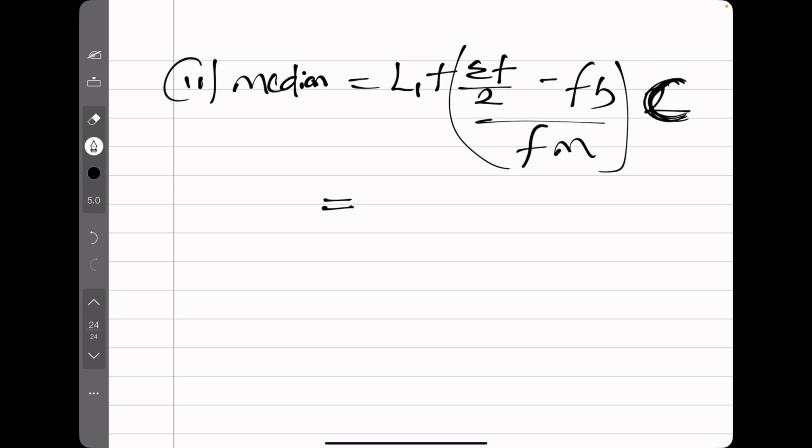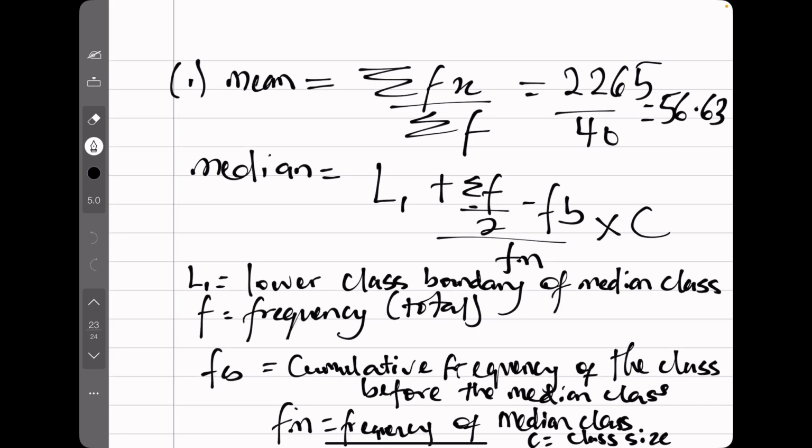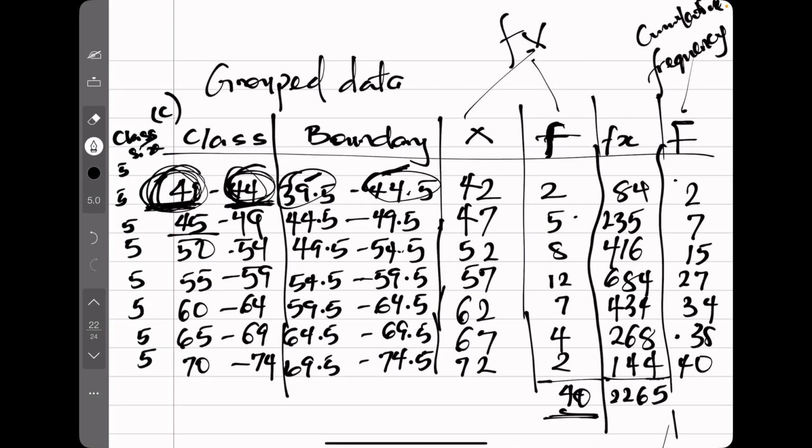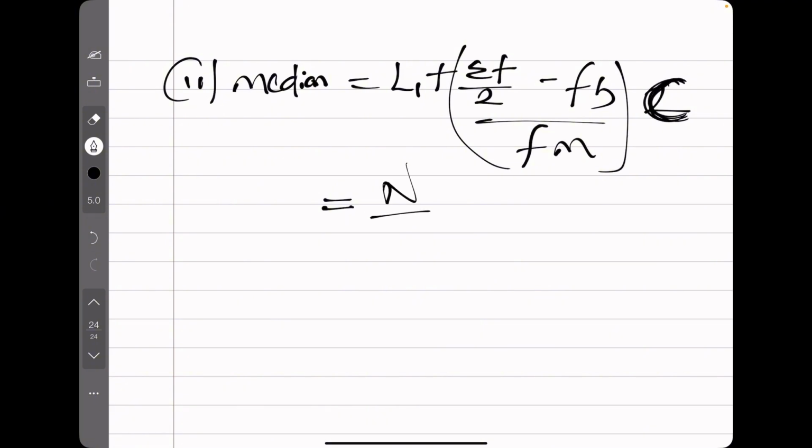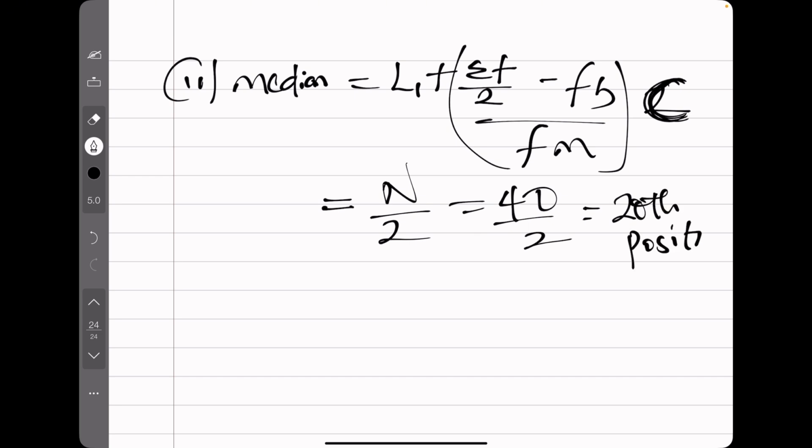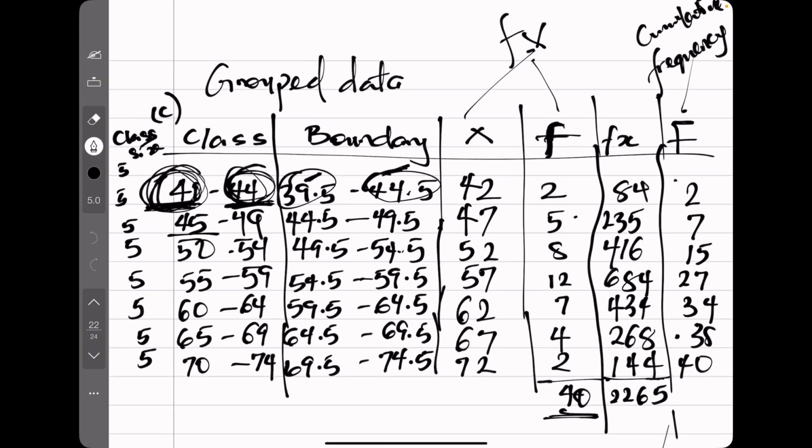So our L1 from this example comes from the median class. Before we get our median, how do we know that this particular class is the median class? You check your total frequency, which is 40, and divide it by 2 as we did for grouped data. So 40 over 2 tells you that it's at the 20th position. If you look at the table, you look at where the 20th position will fall, going through the cumulative frequency. So we have 2, we have 7, we have 15. That means it will fall in this class, 50 to 54.